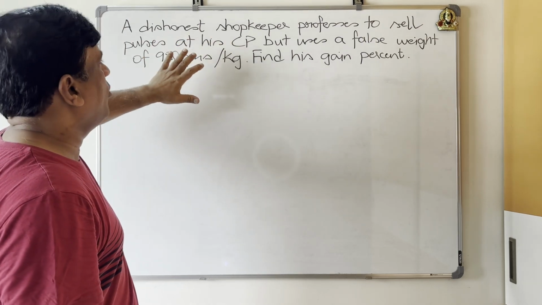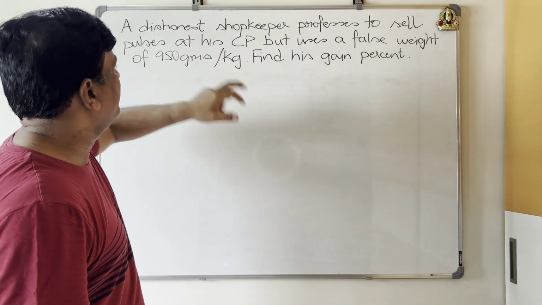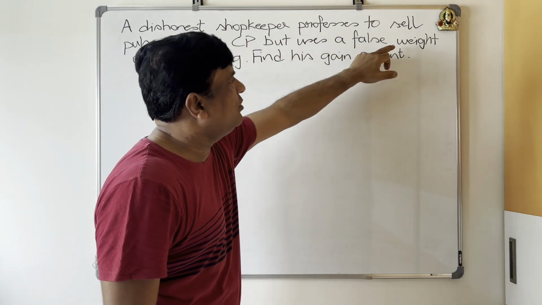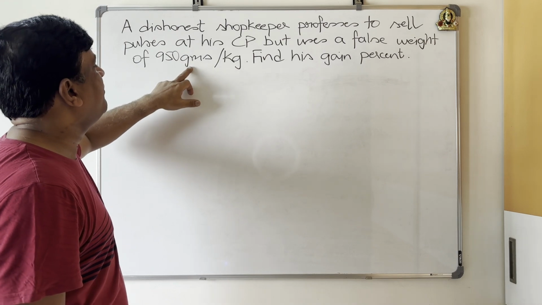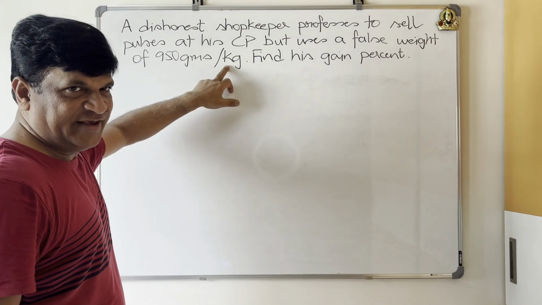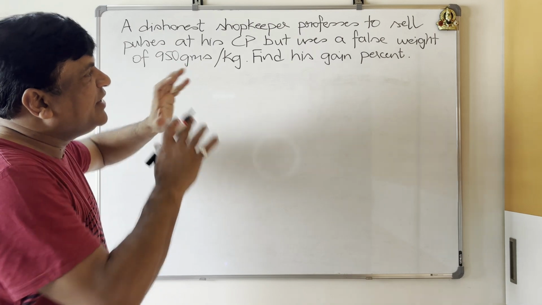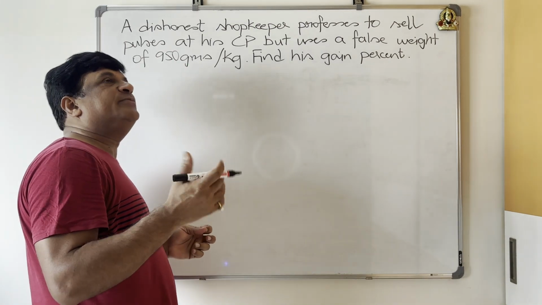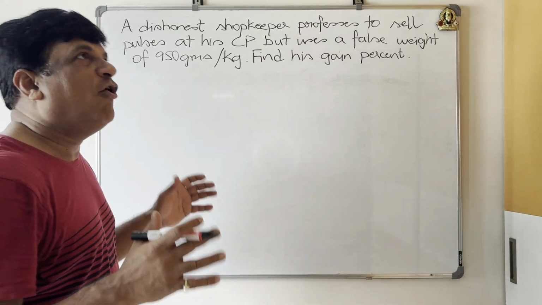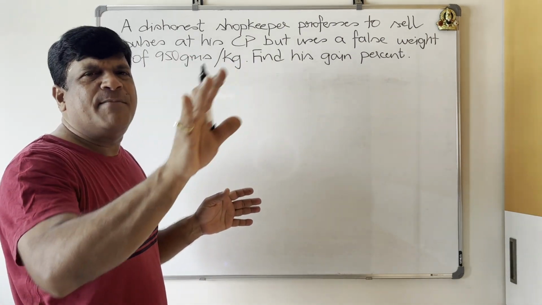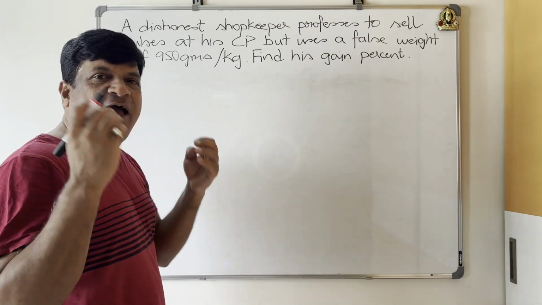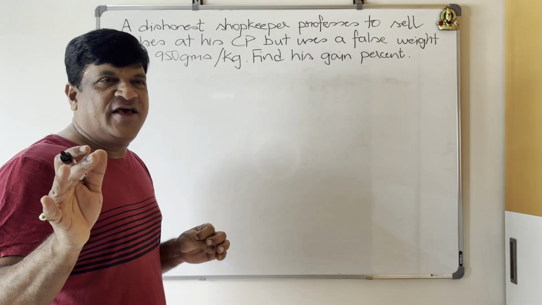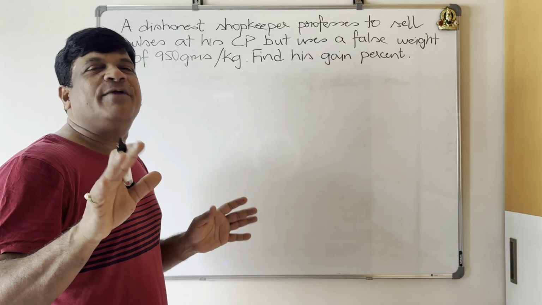So what does the problem say? A dishonest shopkeeper professes to sell pulses at his cost price but uses a false weight of 950 grams instead of a kg. Right? When you try to read the problem and understand it, what he's saying is that he has bought 1 kg of pulses at some price, and he's saying that I'm going to sell that 1 kg of pulses at the same price. So it is quite but untrue, right?